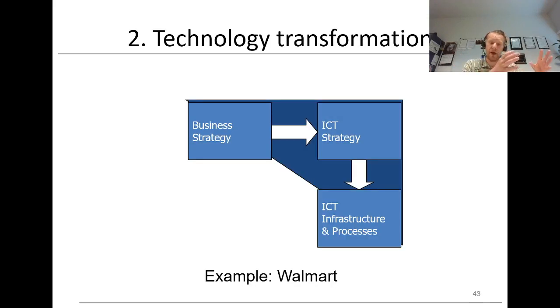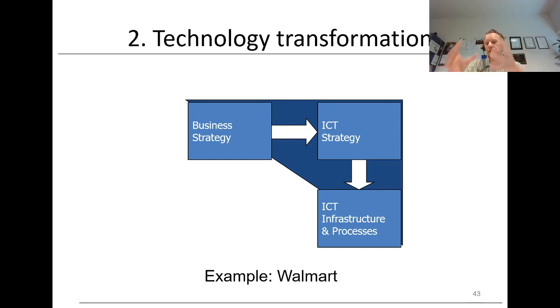We can also have a business strategy and then use an IT strategy and then operationalize that using ICT infrastructure and processes. Walmart was the example. This is what we call technology transformation. The business strategy of Walmart was that they want to focus more on delivering fresh groceries and frozen products to their local Walmart stores. That they considered to be a key strategic objective.